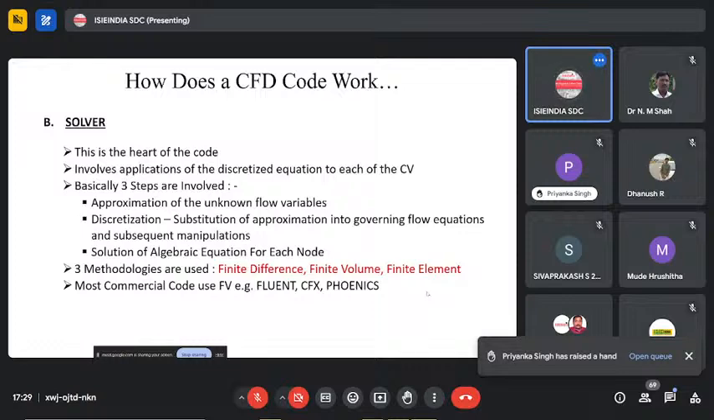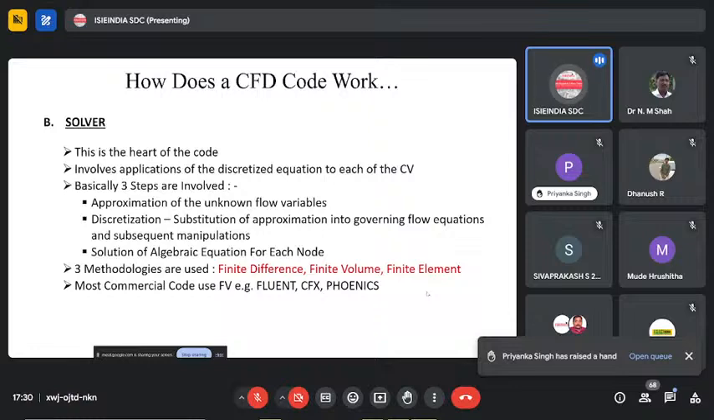After that, the second step is the solver part. The solver is the core component of this CFD code. It takes all the governing equations that we have discussed before, like the Navier-Stokes equations, continuity equation, and equations of state, and applies them to each small volume, or we can say control volume, in the fluid domain. There are various steps involved in this solver. The first step is the approximation of unknown variables such as velocity, pressure, and temperature at some discrete points within the fluid region.